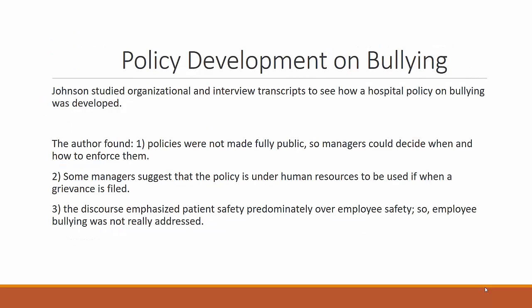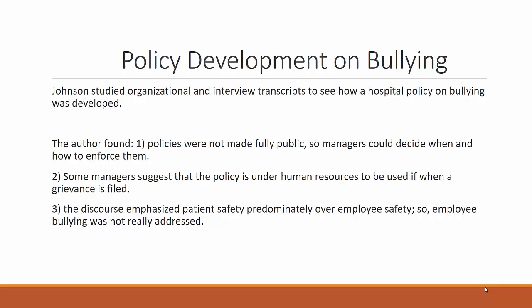Johnson looked at a hospital's policy on bullying, and she was able to look at the policy itself and the transcripts that went into formalizing the hospital's policy on bullying. What she found, by looking at the policy itself and the way it was used, is that the policies were not made fully public, so that managers could decide when and how to enforce the policy on bullying, because not everyone knew about the policy or understood what was contained in it.